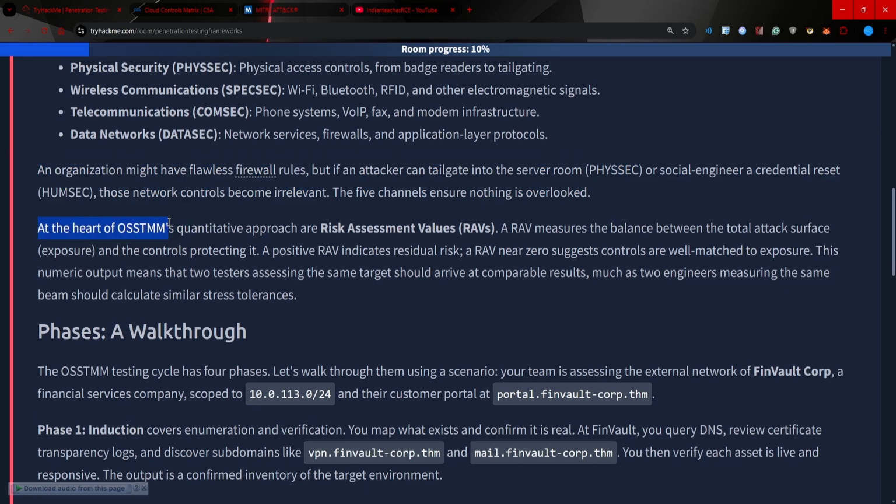At the heart of OSSTMM's quantitative approach are risk assessment values, or RAV. RAVs measure the balance between the total attack surface and the controls protecting it. A positive RAV indicates residual risk. A RAV near zero suggests controls are well matched to exposure. This numeric output means that two testers assessing the same target should arrive at comparable results, much as two engineers measuring the same beam should calculate a similar stress tolerance.